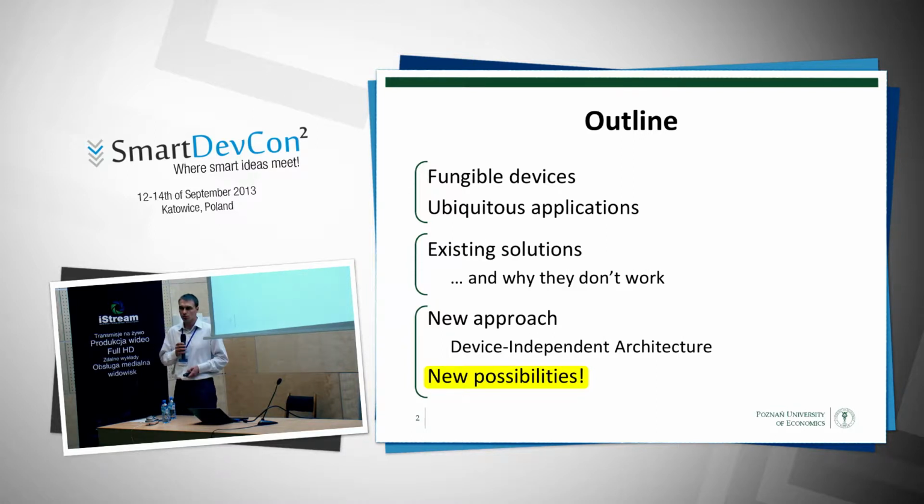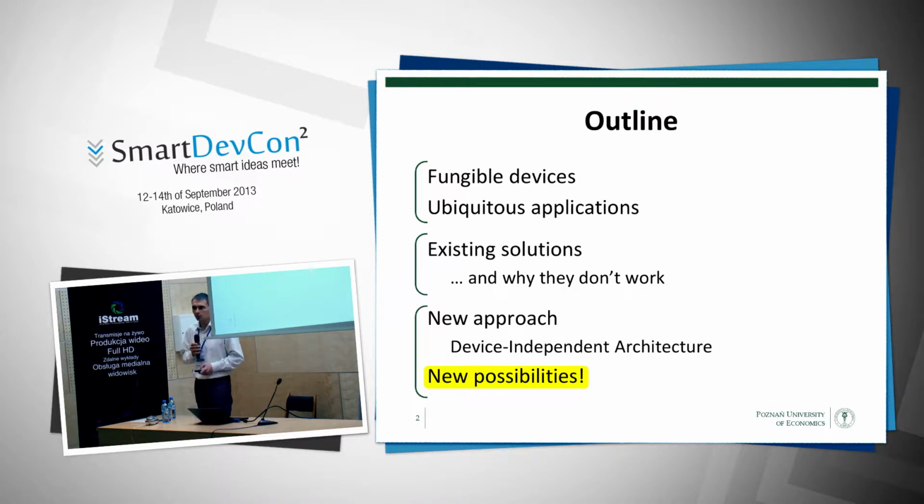So what I want to show you today is two terms related to this, fungible devices and ubiquitous applications, which are a little bit closer to the concept of cross-platform applications, which is tightly related to multi-device applications, but in a narrower way.